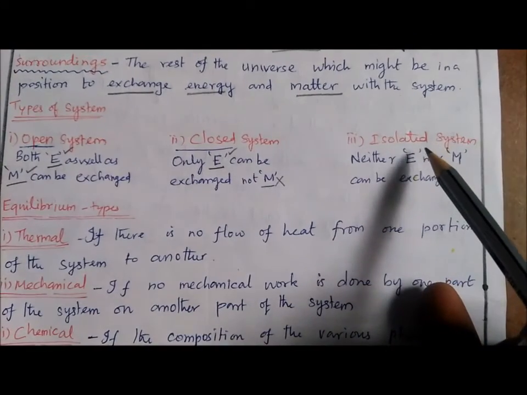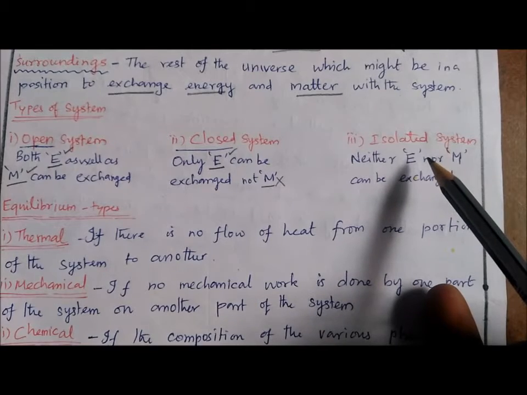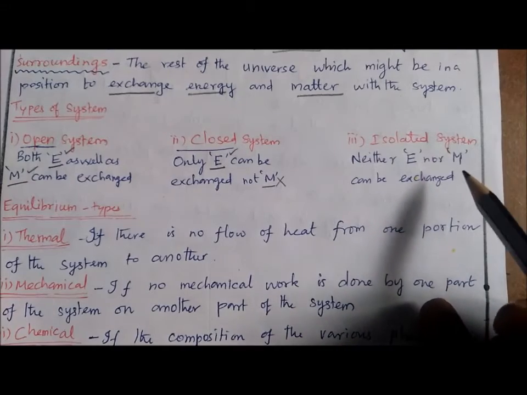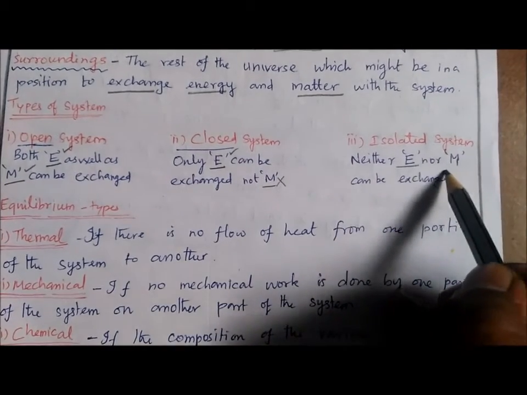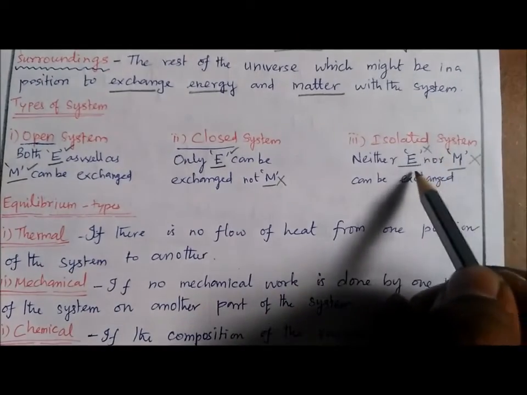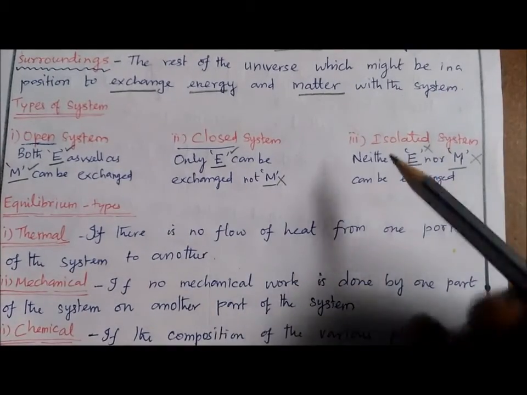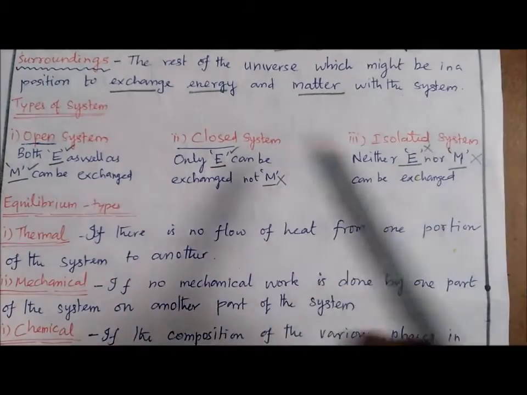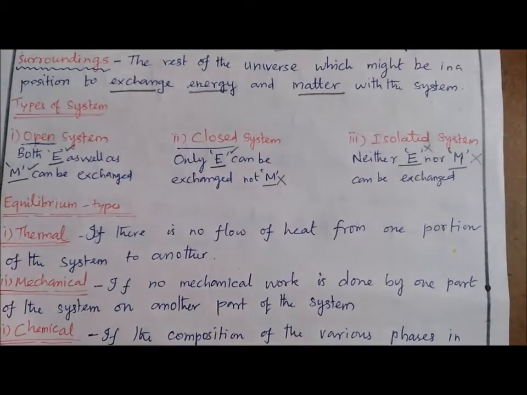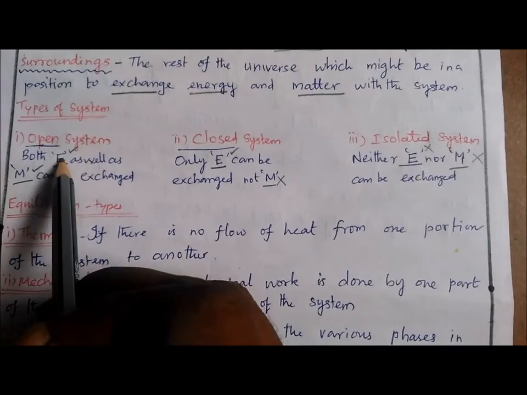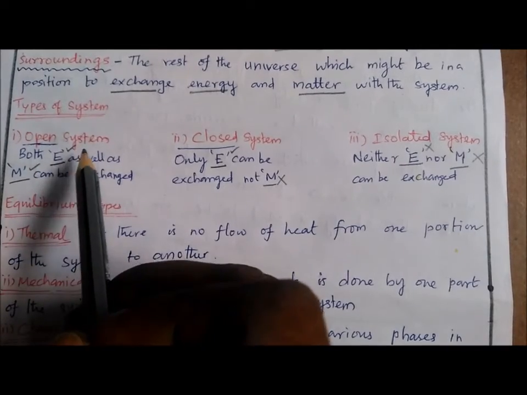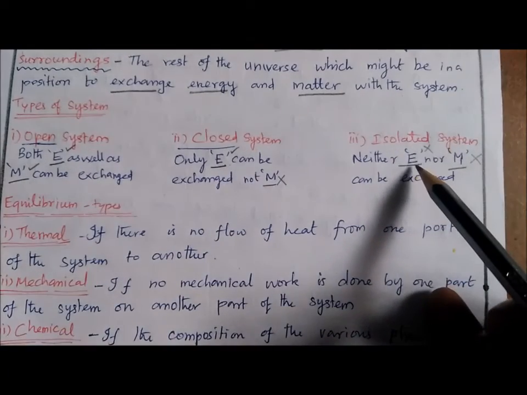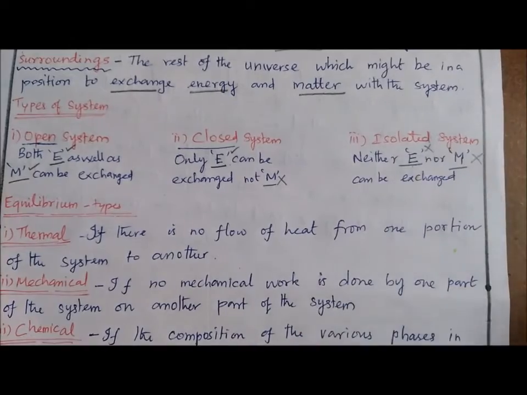So an isolated system, which can exchange neither energy nor matter with its surroundings, is called isolated. Both energy as well as matter cannot be exchanged. This is one type of classification of systems. In an open system, both energy as well as matter can be exchanged. In a closed system, only energy can be exchanged. In an isolated system, both energy and matter cannot be exchanged.